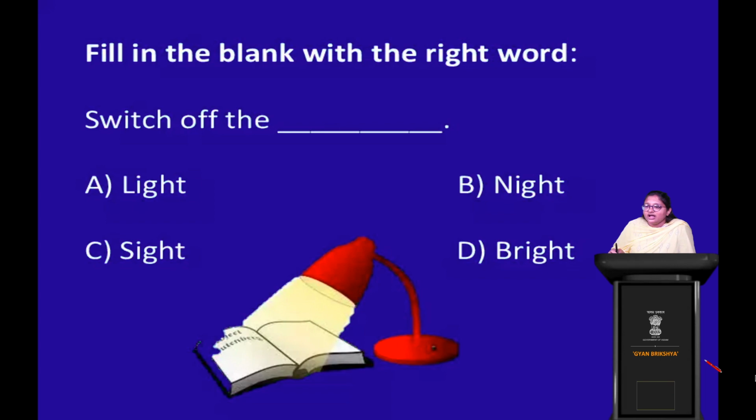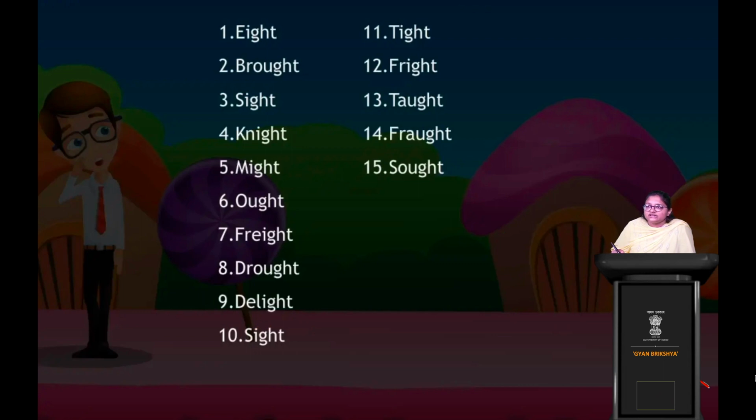Okay. Now look at these particular words. All of these have GHT sounds. Eight, brought, sight, night, might. Then ought, fright, draught, delight, sight, tight, taught, fraught, sought. All of these have GHT sounds. Right? প্রত্যেকটা শব্দতে GHT sounds আছে. Right? Okay. Chalo, now let's take up this particular question.